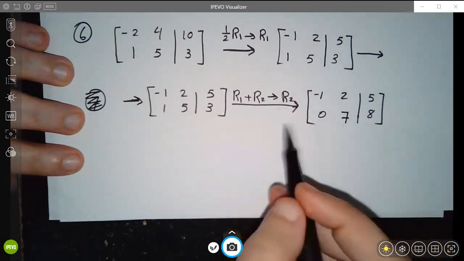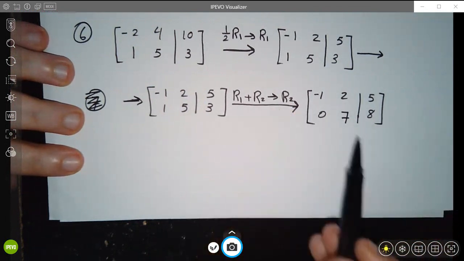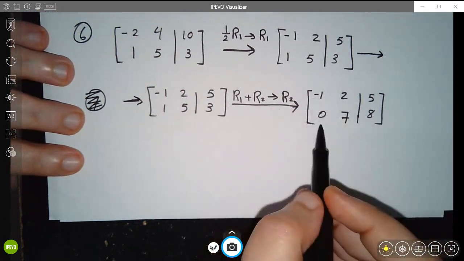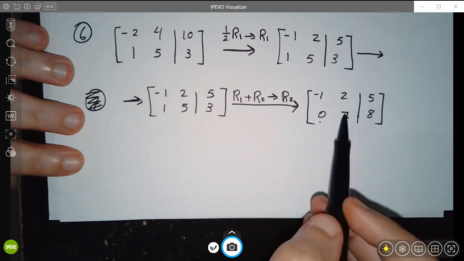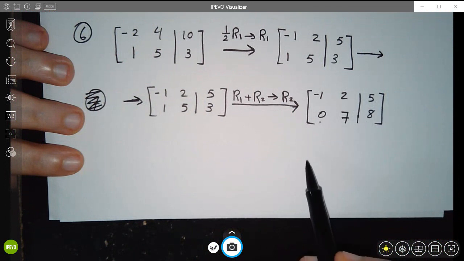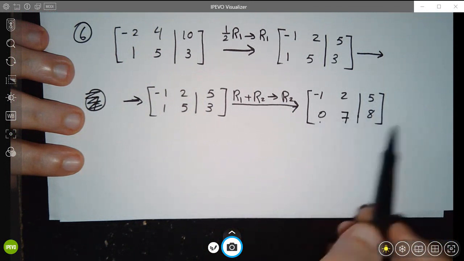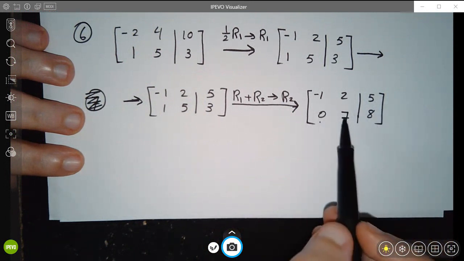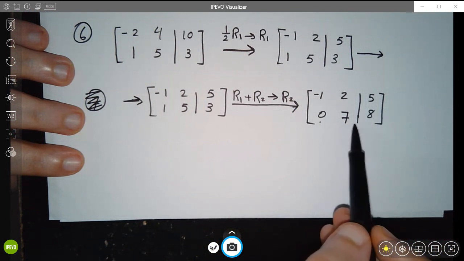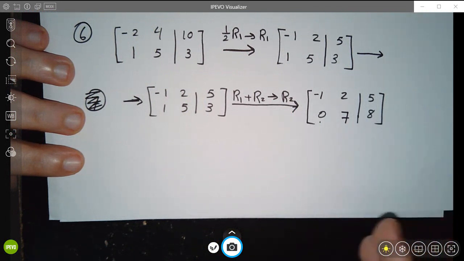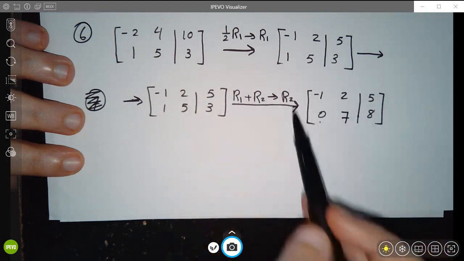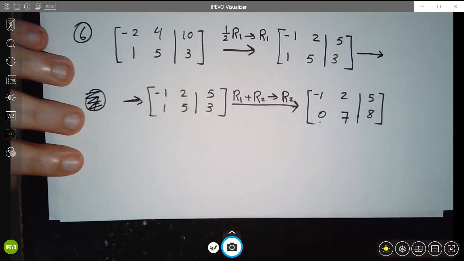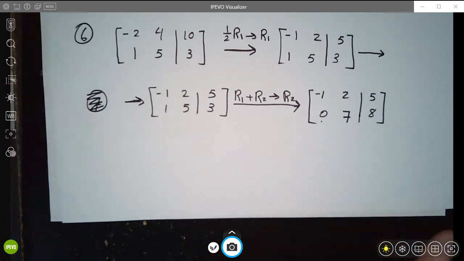Now notice, after we did this last one, what happened? For x, you have a 0 right here, and I have a 7 for the y. So you're almost close to solving it. This basically translates to 7y equals 8. Make sense? So the more steps you do, the simpler your matrix will be, and the solution will be revealed.